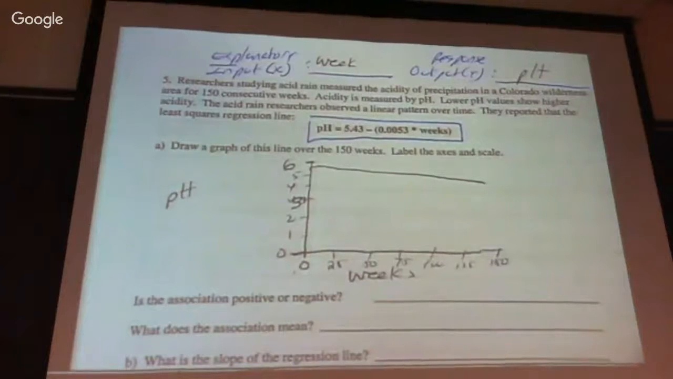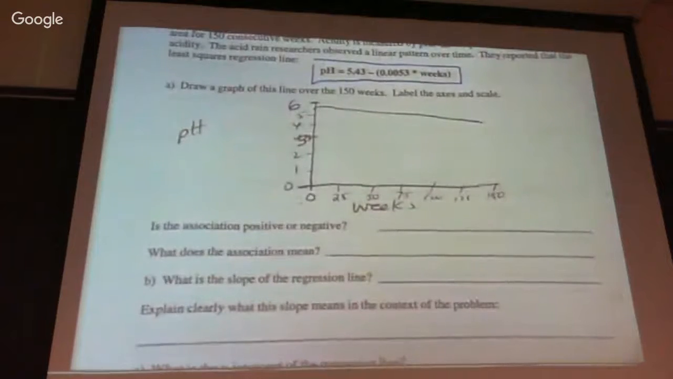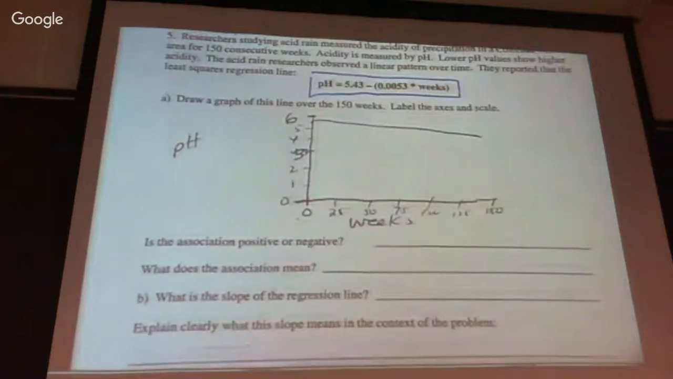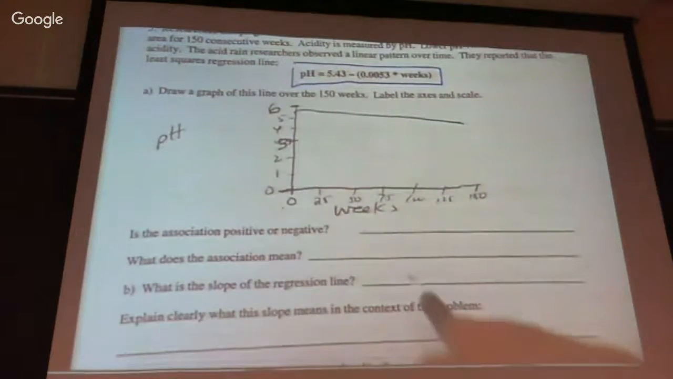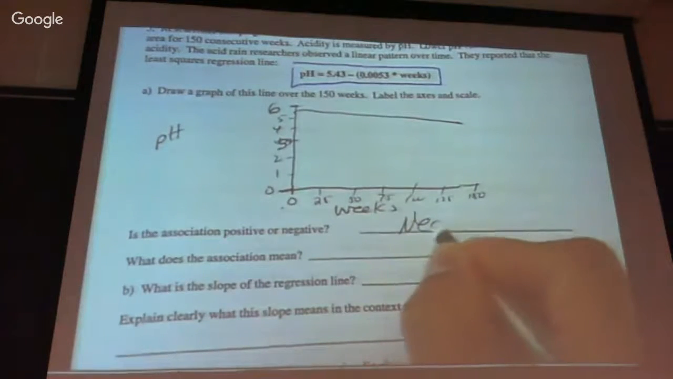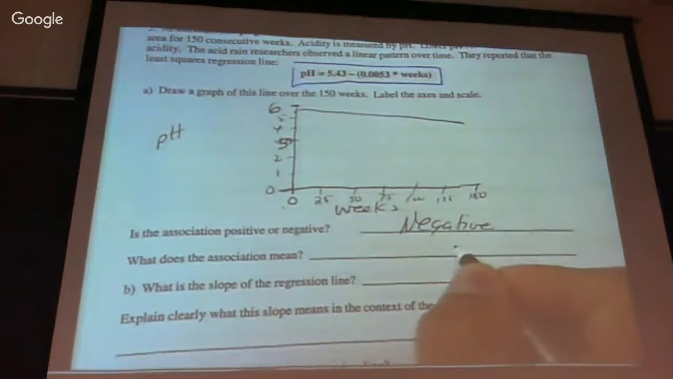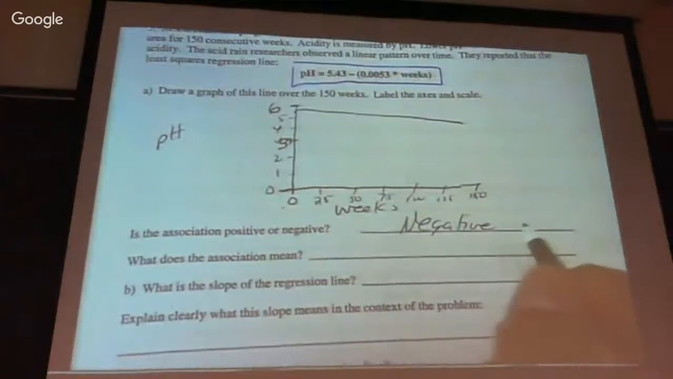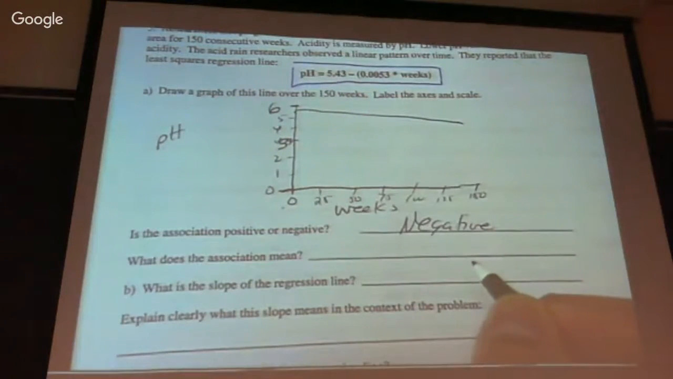Are we good? Now, I am going to fly through this problem because I think the most missed questions on the test come from this type of problem. So I will fly through it, but again, take your time, do it on your own. Is the association positive or negative? Negative. Why is it negative? Slope is negative, the line is going downward, left to right, bunch of reasons. But here's the most important part. What does negative mean in the context of this problem?